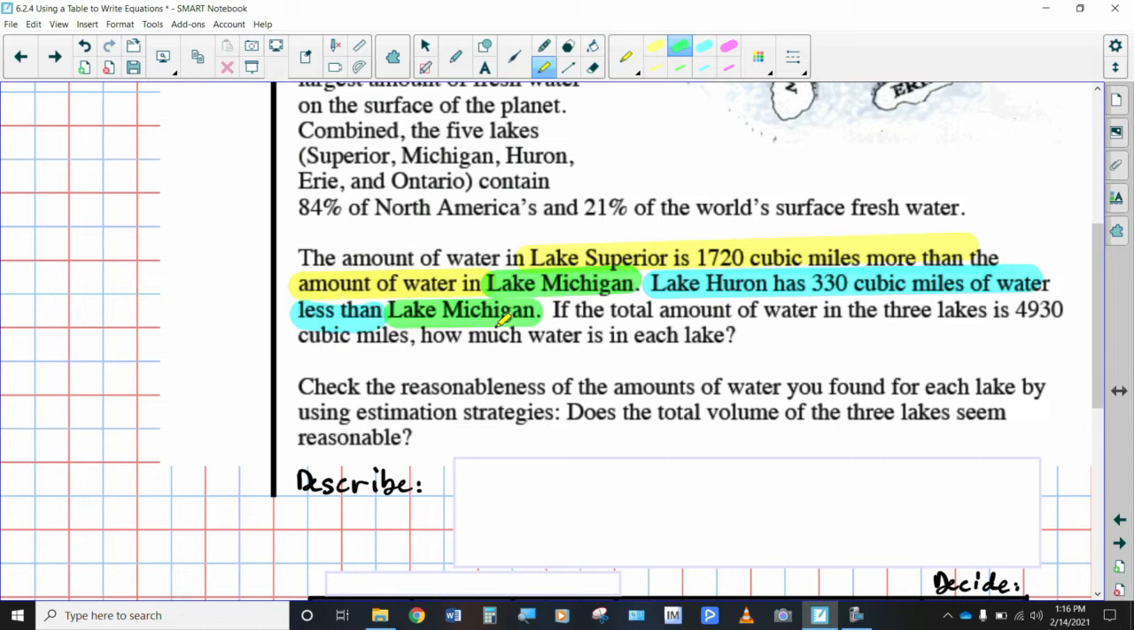So it seems logical that we should start with a number for Lake Michigan and then figure out how much water would have to be in Lake Superior and Lake Huron, given these two definitions that we've got here. The last piece of information is that the total amount of water in the 3 lakes is 4,930 cubic miles. How much water is in each lake? So when we declare our answer, we're going to declare it for each lake. All right, so let's start off.